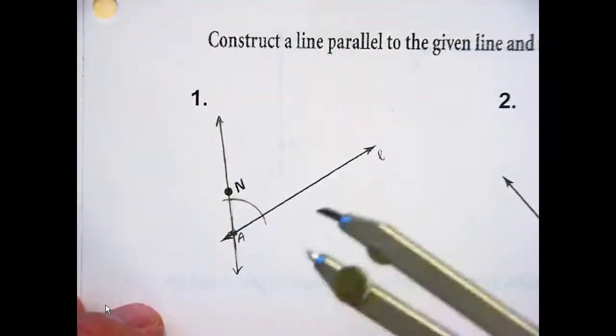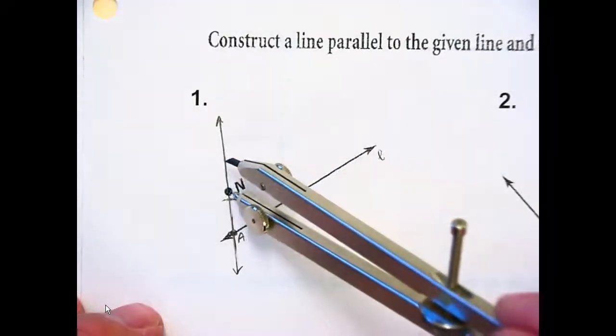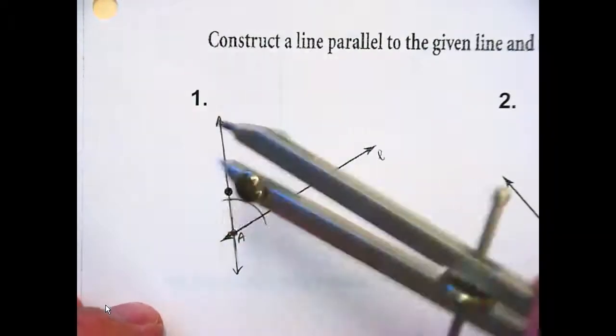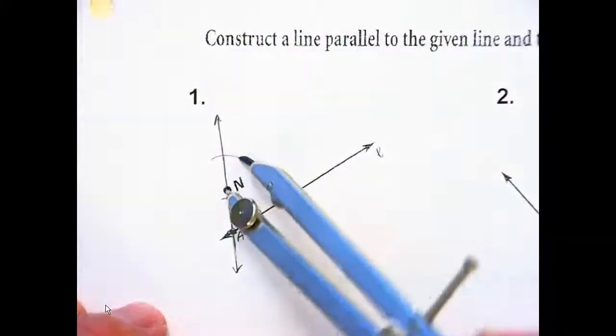All right, and from there, once you have that, you're going to keep your compass at the exact same setting. And you're going to put it in the center of point N, best you can. It's kind of a big point. And you're going to make that same arc.